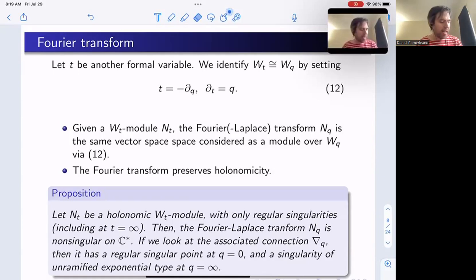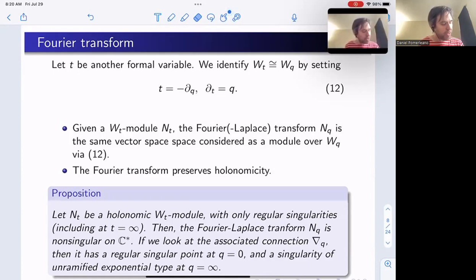Namely, it's non-singular on C star, away from 0 and infinity. And if you look at the associated connection, nabla Q, you get a meromorphic connection over C, if you like, or you get something that's well defined. You get an honest connection over C star.